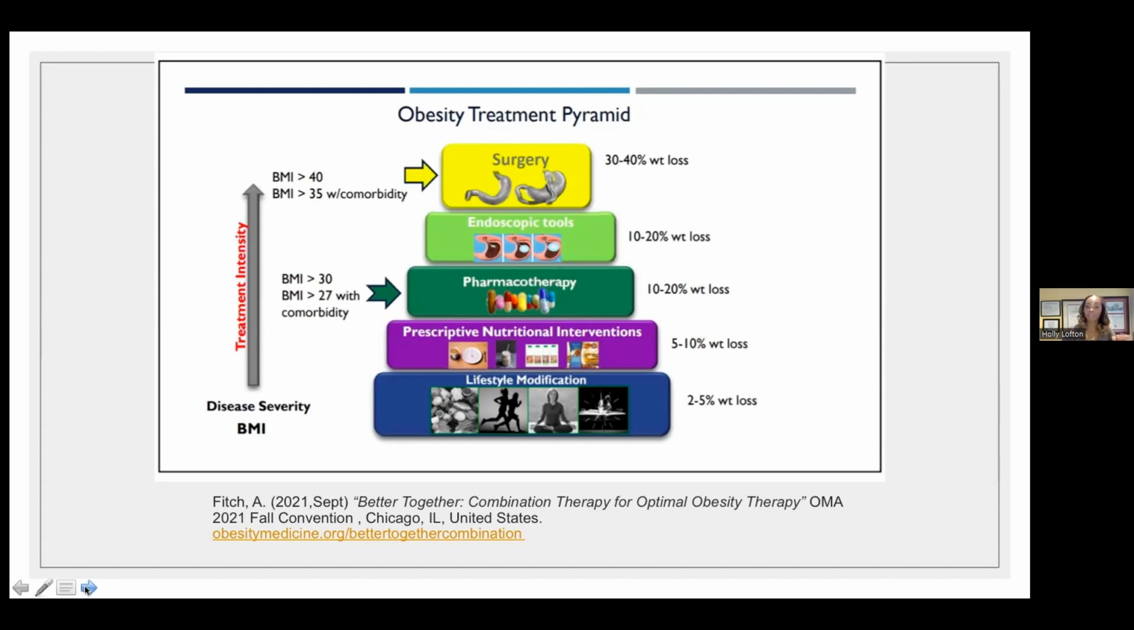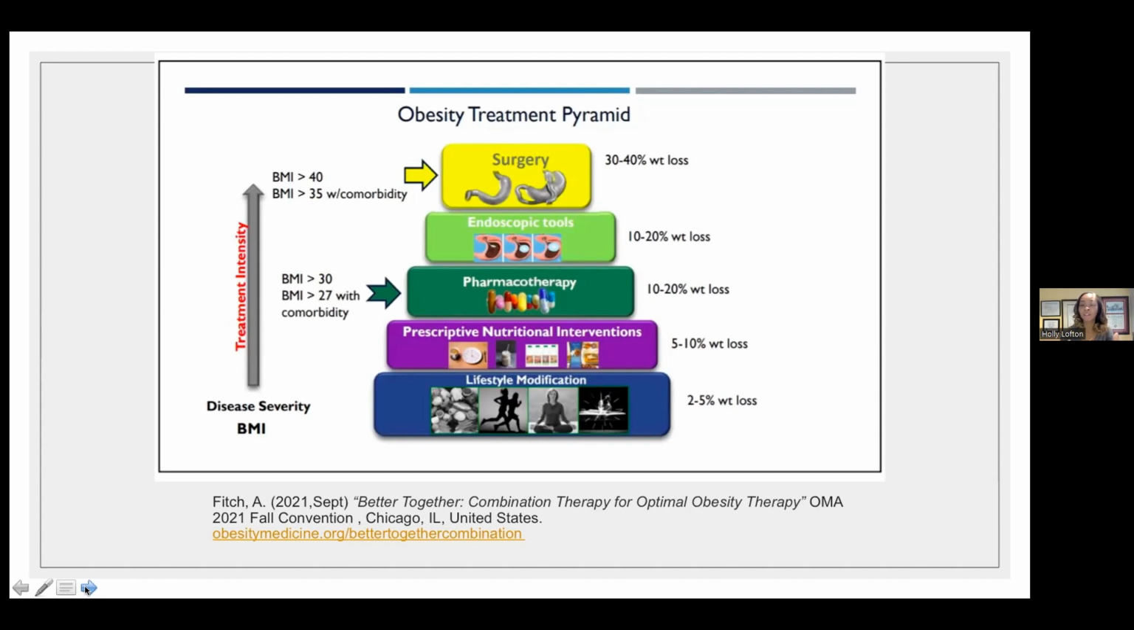And if that's not effective for the patients, we do have more efficacy with pharmacotherapy, where we can get 10, 20, even higher than 20% weight loss in our patients now. There are endoscopic tools. We're seeing more endoscopic sleeve gastrectomies. What you see in the picture here is a balloon that is used to help generate weight loss. I will say the balloon is a temporary measure. It only stays in the stomach for about 6 months. And then also we have bariatric surgery.